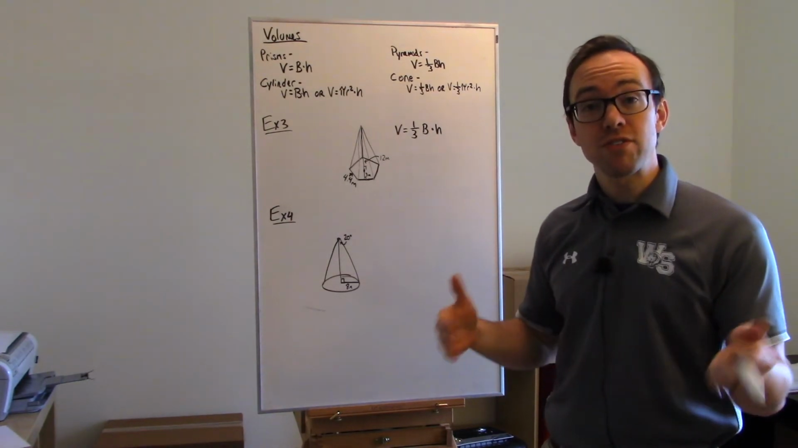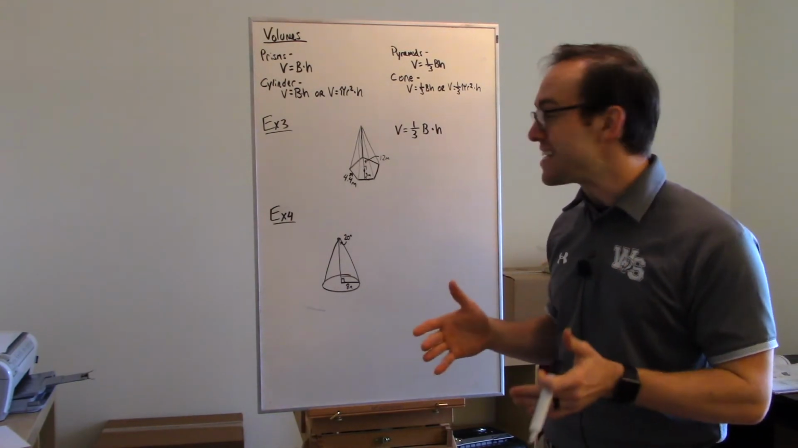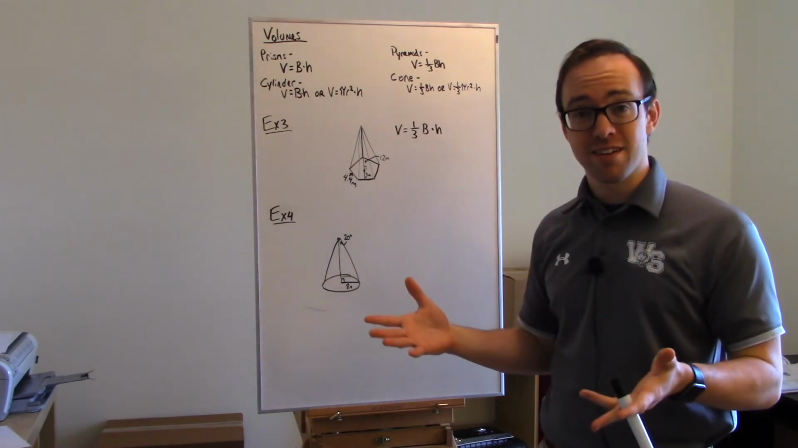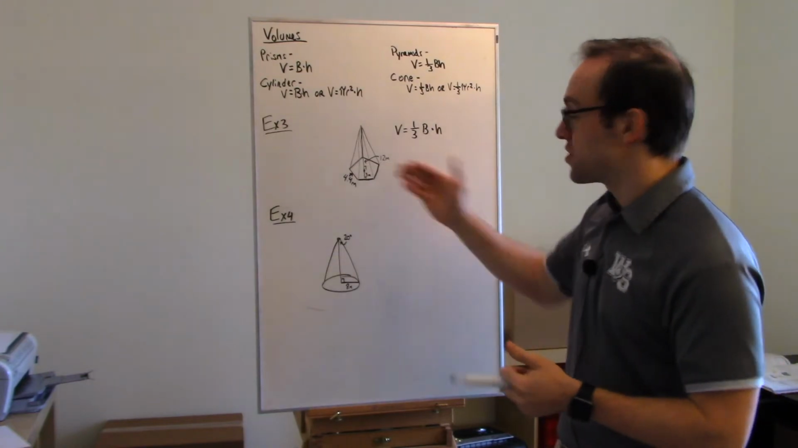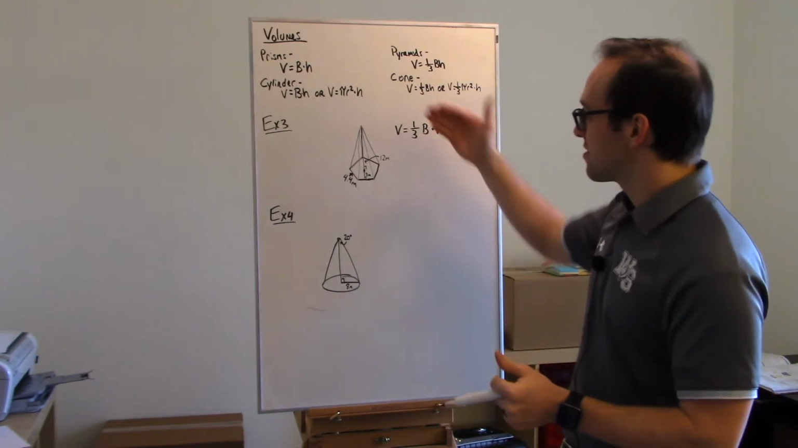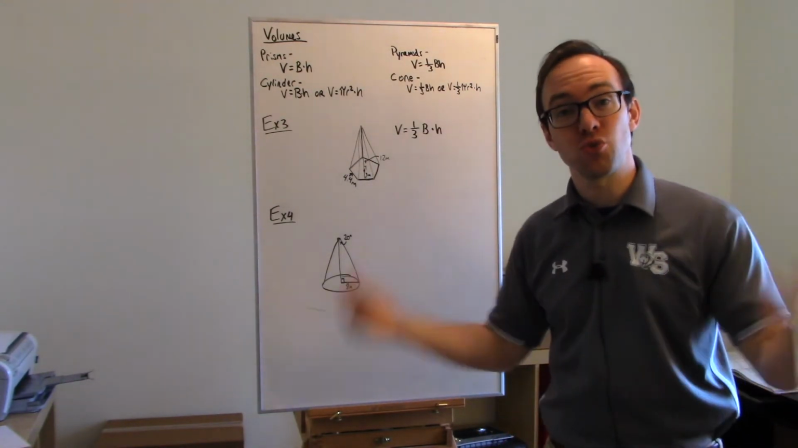Now luckily for us, they gave us every piece of information that we really need. They gave us the side lengths of each of the sides, which is 4.4 meters. They gave us the apothem, which is 3 meters, and they gave us the height of this figure, which is 12 meters.